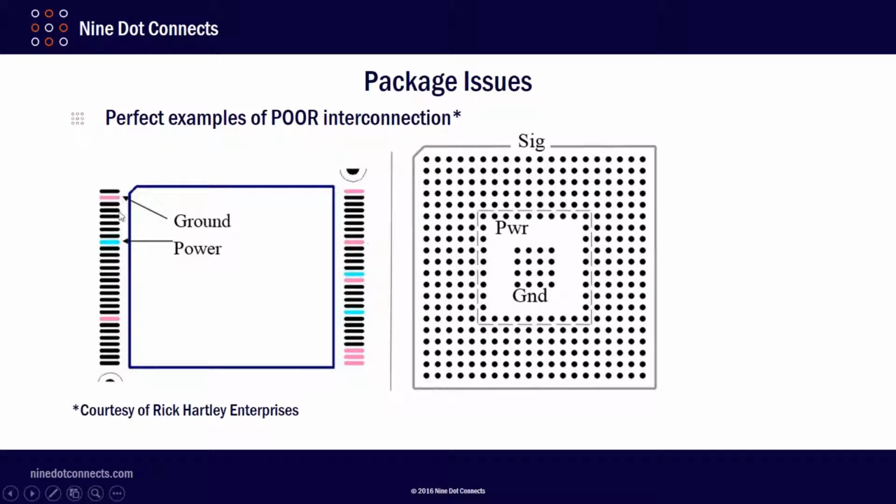In this example, you'll notice they've got ground here, power here. They don't have another ground until way down here. So any of these IOs coming out of this package don't have a nice ground reference.